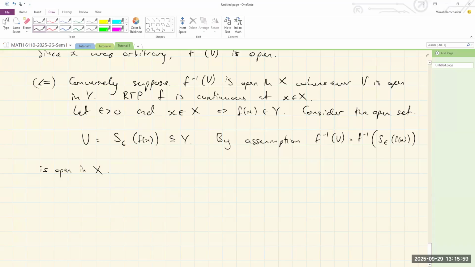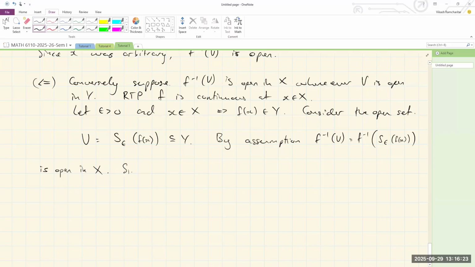Okay, open in X. So we pull it back to X. It is open in X. Now, essentially I need a delta, right? That's what I'm searching for, a delta neighborhood in X. So I have an open set in X, right? So let me just take this X that I have here.